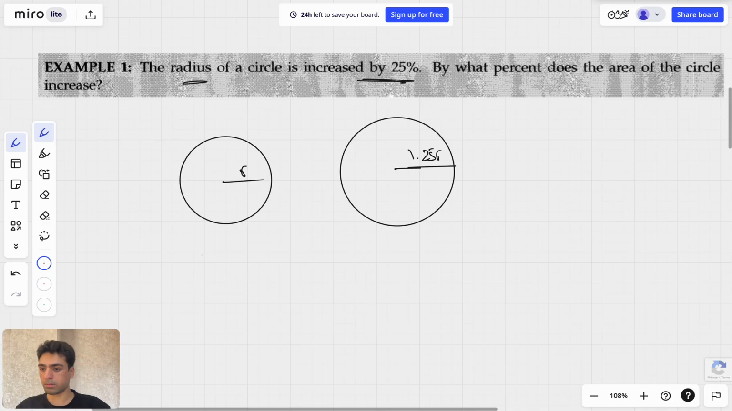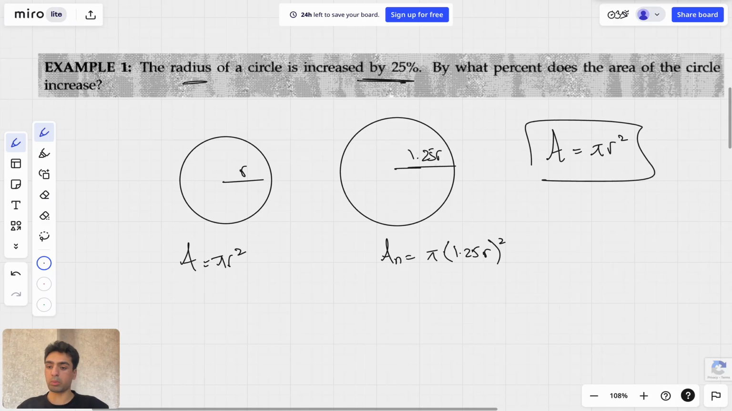Now the area of a circle is pi r squared. To find the area of this new circle, it's going to be pi r squared. In this case, we know that the radius is 1.25 r, so it's pi times 1.25 r squared. So we're using the original formula, pi r squared, and we're simply plugging in the value for the radius, which is 1.25 r.